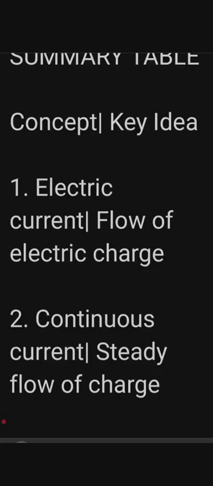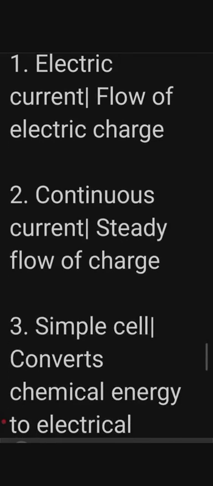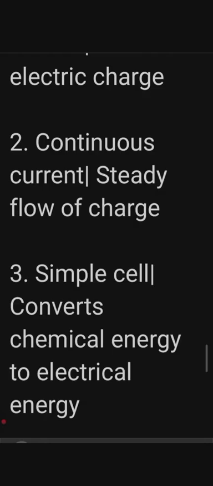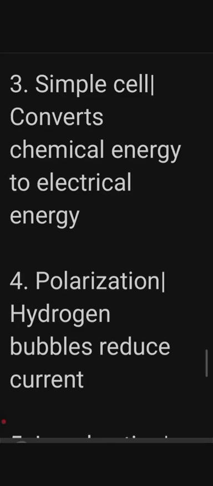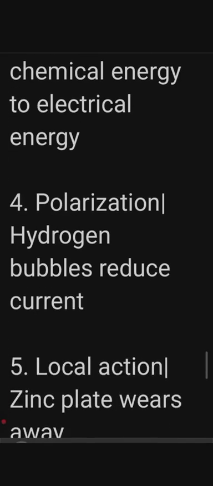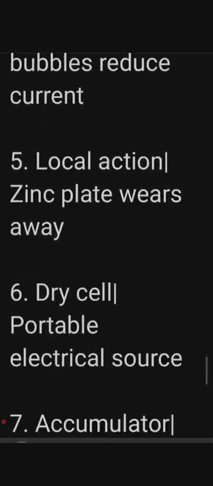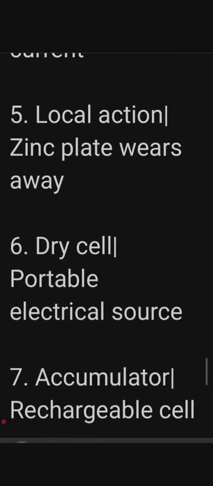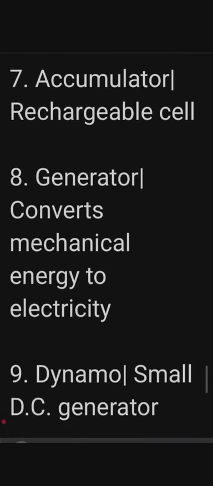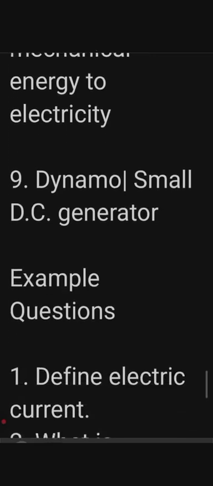Summary of the lesson: electric current is the flow of electric charge. Continuous current is steady flow of charge. Simple cell converts chemical energy to electrical energy. Polarization is a process where hydrogen bubbles reduce current. Local action is a process where zinc plates wear away. Dry cells are portable electrical sources. Accumulators are rechargeable cells. Generator converts mechanical energy to electricity. Dynamos are small DC generators.